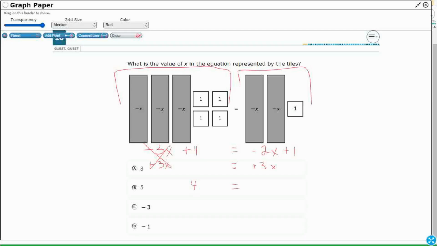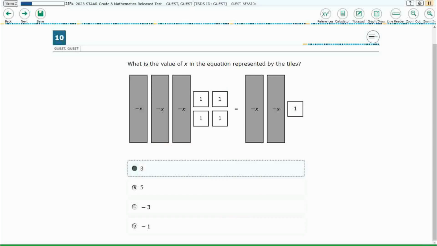Negative 2x plus 3x, that's just going to give me an x plus 1. Now I need to subtract 1 from both sides to eliminate that, and that's going to give me x equals 3. So my answer here is A. And let's see how we did across the state of Texas.